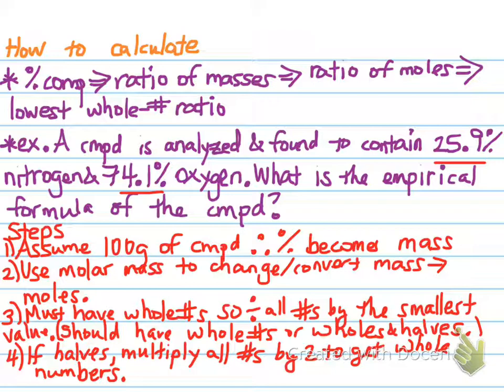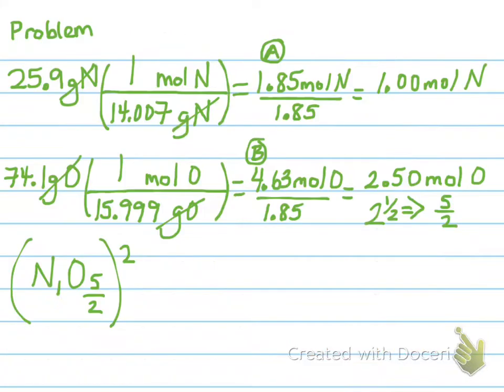Okay, so what I just said is that at the end of that previous step, we should have had whole numbers or wholes and halves. Because we have half numbers here, we have to get rid of that half. And our way to get rid of that half is to multiply this by 2.